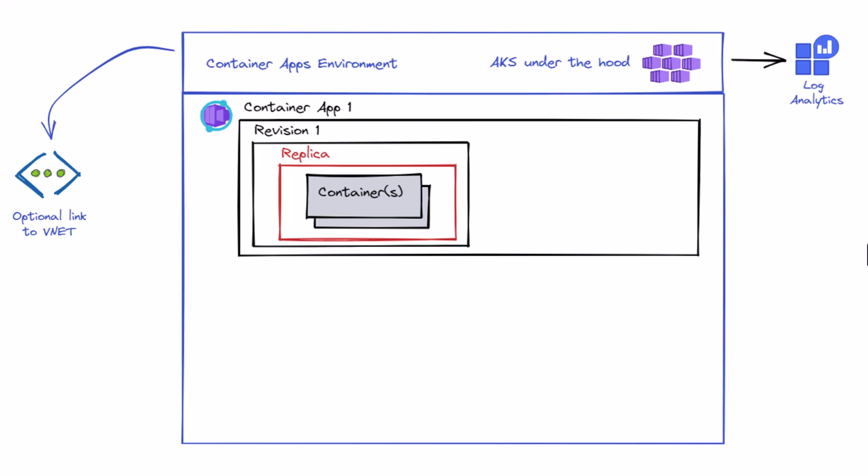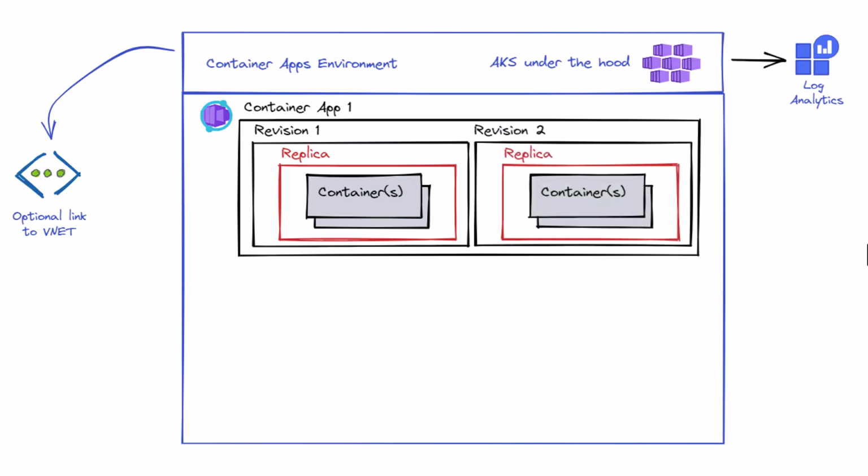Now, if I deploy a new version of my web UI because it has changed for some reason, then I will get a second revision, or a second version, of my web UI. And in the default single revision mode, that second revision will become the active revision, receiving 100% of traffic.